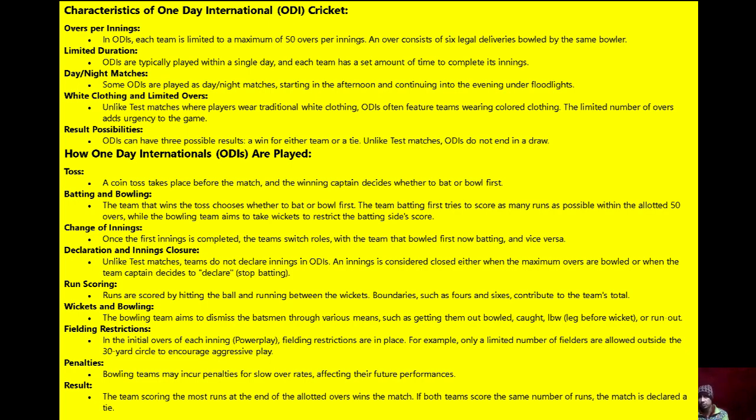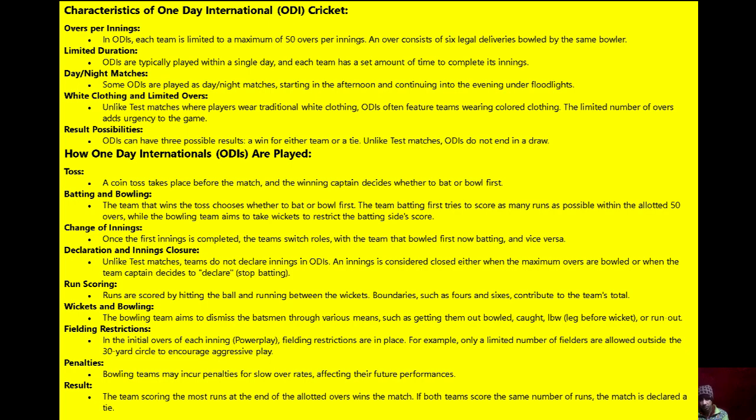Next point, colored clothing. T20 matches feature teams wearing colored clothing, adding a vibrant and modern touch to the game. Next point, result possibilities. T20 matches can have three possible results: a win for either team or a tie, or if the match ends in a tie, a super over may be played to determine the winner.